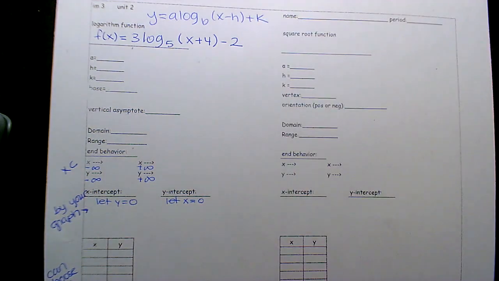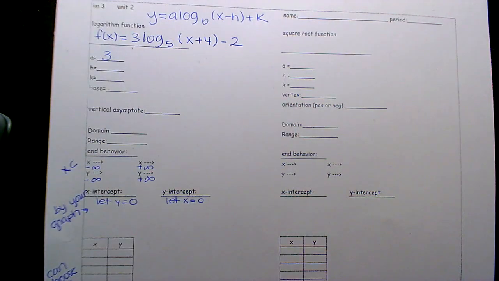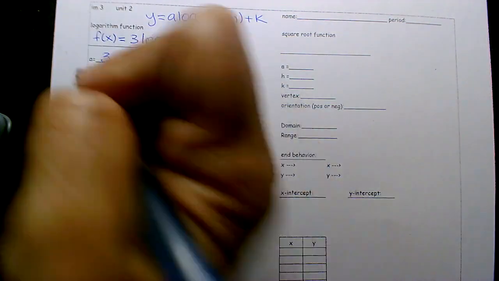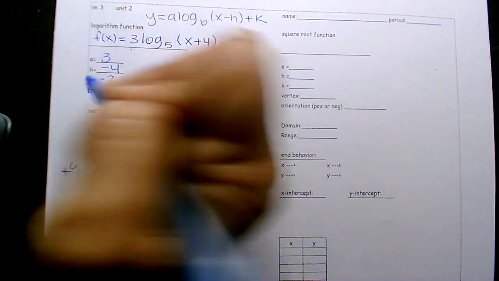Okay, what's my A value? 3. All right, what's my H? -4. Yes, -4. Trent, K? -2. What's my base? 5. Yeah, 5.